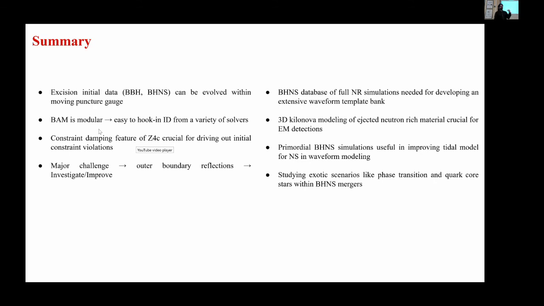And once we have that, then we can study phase transitions within NR simulations, because then we are sure that whatever discontinuity or shock is formed from the phase transition is just very natural, a description of matter itself.